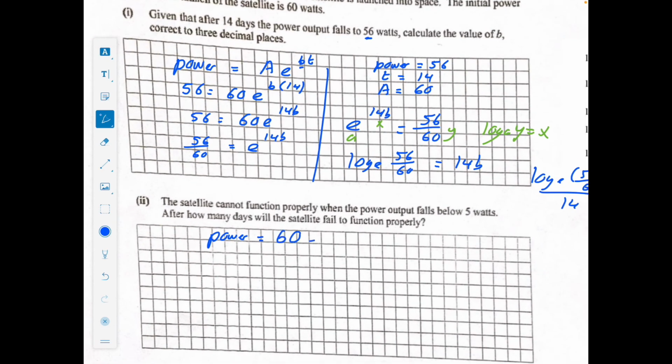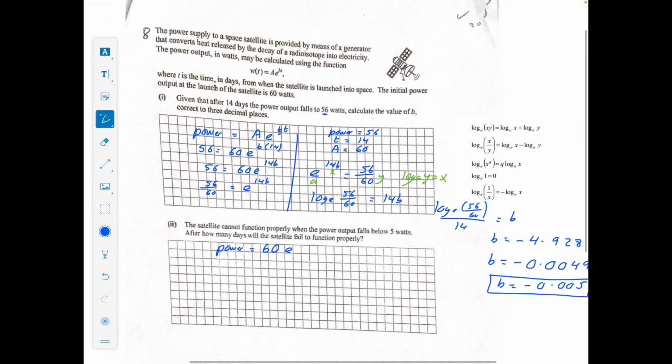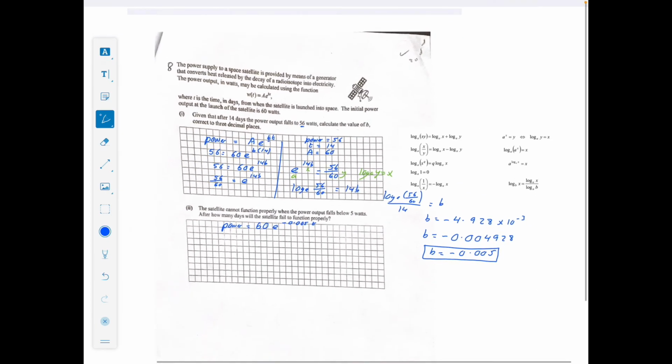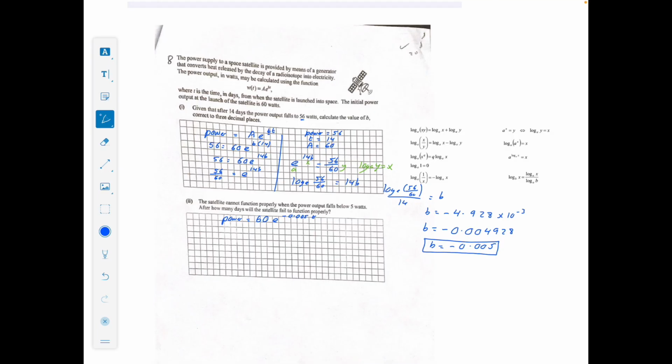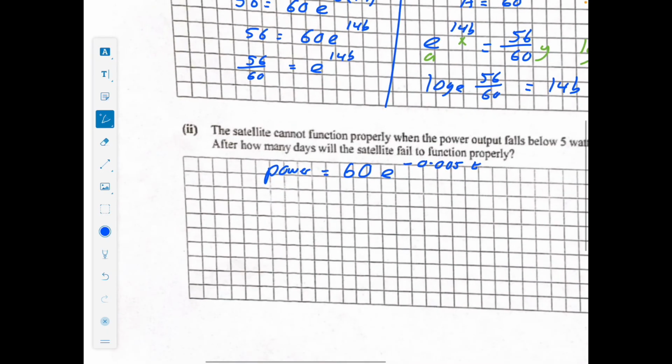So what I can do is rewrite my formula as power is equal to 60 e to the minus 0.005t. I haven't even read my question yet, but I probably know I'm going to need that. They didn't get me to find that just for the fun. I'm going to need it for the next part. So the satellite cannot function properly when the power output falls below 5 watts. After how many days will the satellite fail to function properly?